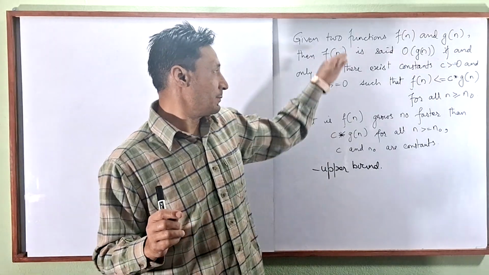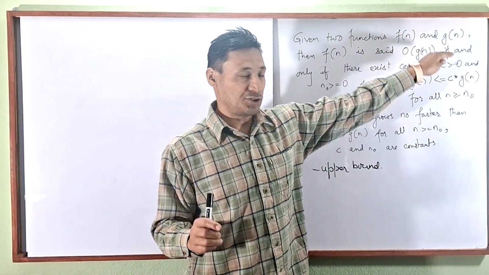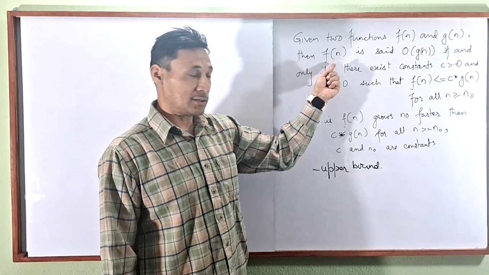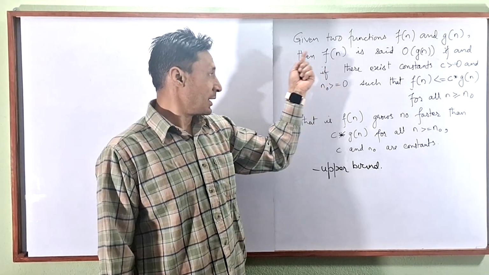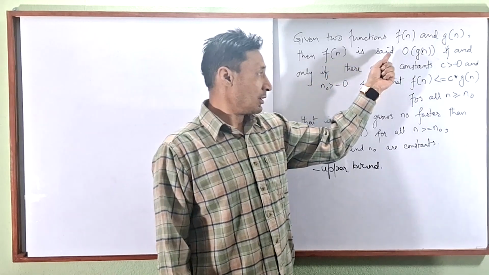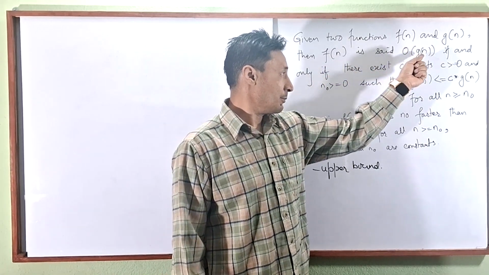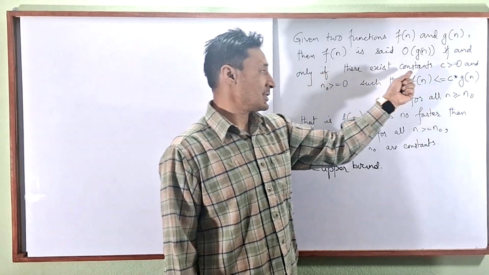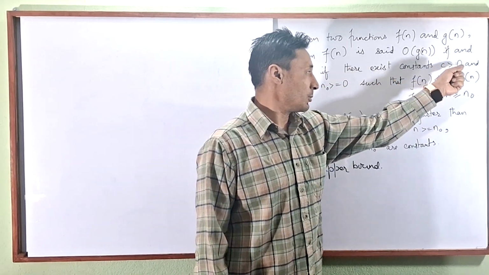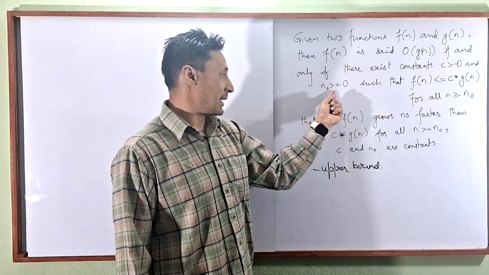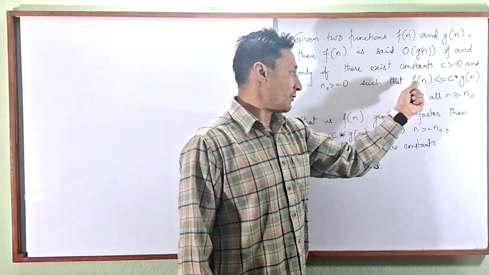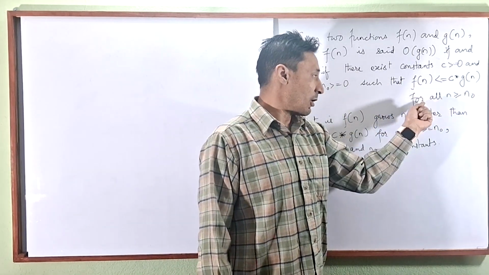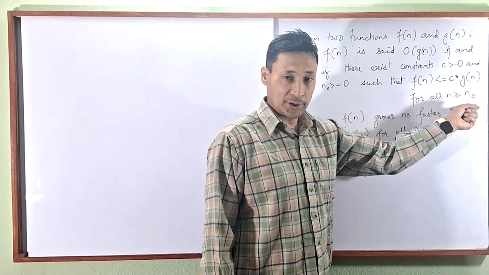Let's suppose we have two functions, f of n and g of n. F of n represents an algorithm. Okay, n is the number of input elements. F of n is said to be order of big O of g of n if and only if there exist constants c greater than 0 and n naught greater than or equal to 0, such that f of n is less than or equal to c multiplied by g of n for all n greater than or equal to n naught.